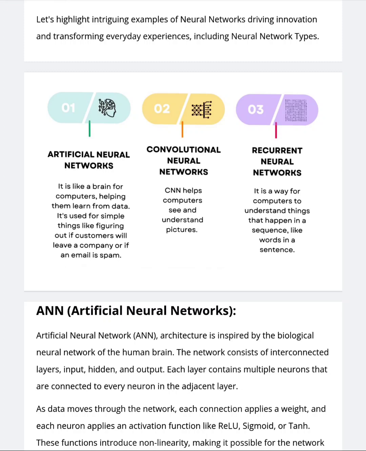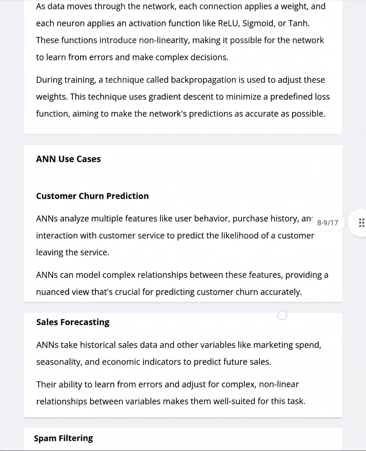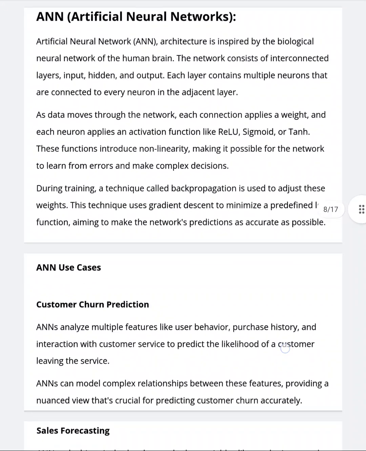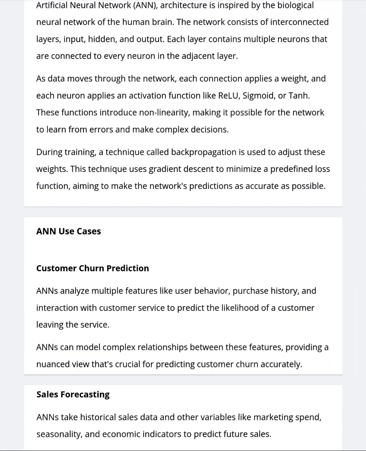So what are the applications of different neural networks? If I talk about ANN, we have the customer churn prediction. So customer churn prediction means that ANN analyzes the various features which are the data, like the behavior of the user, the purchase history, the interaction with the customer service, to predict the likelihood of a customer leaving the service, whether the customer will leave the service and the churn rate will increase.